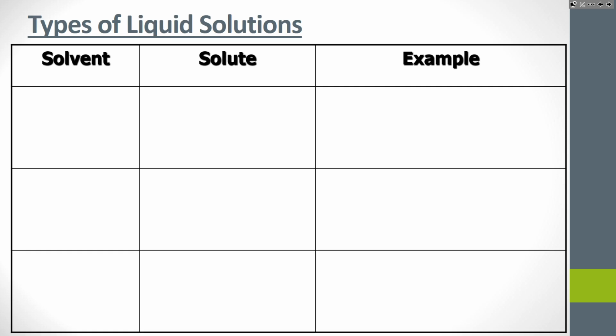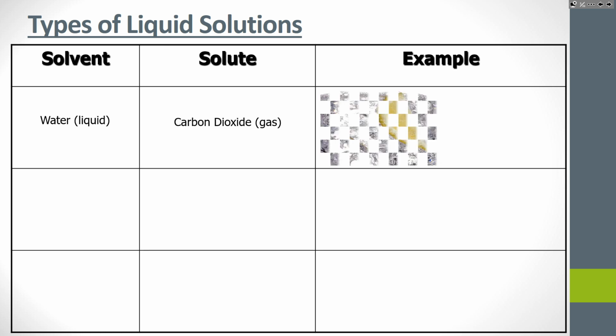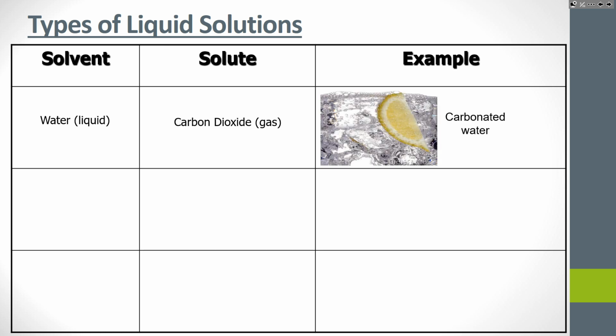Now, we're going to have liquid solutions. We're a lot more familiar with liquid solutions because it's the kind of mixtures we tend to have. So here's an example. We dissolve into water. So water's our solvent. We dissolve carbon dioxide. So this would be carbonated water. This is what makes pop fizzy. A lot of people don't realize that you can dissolve gases into liquids.